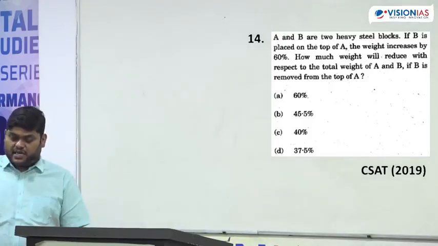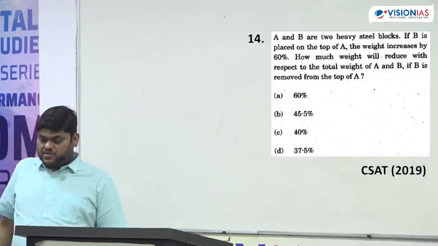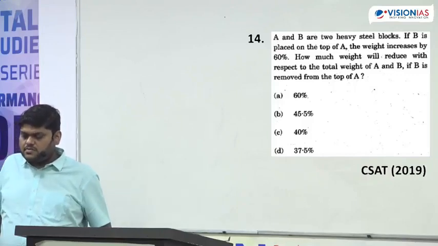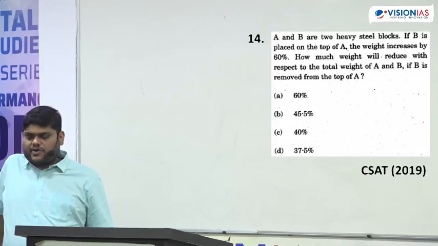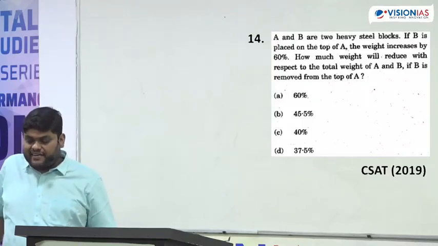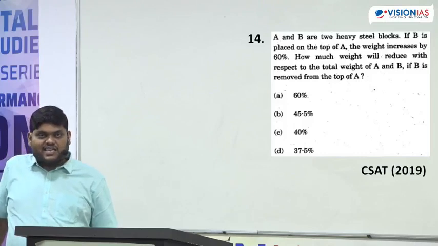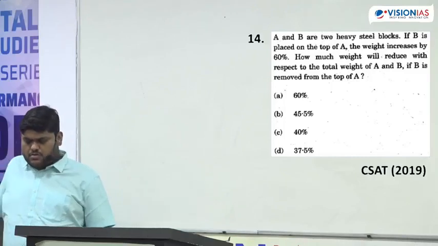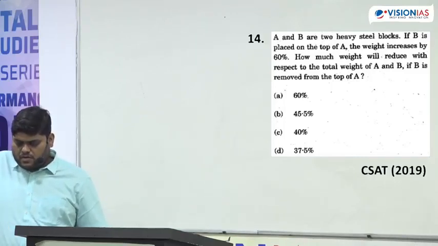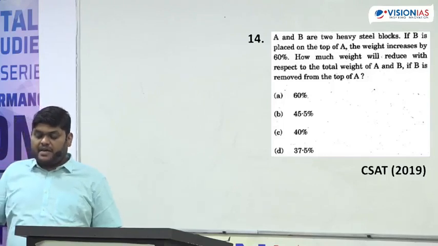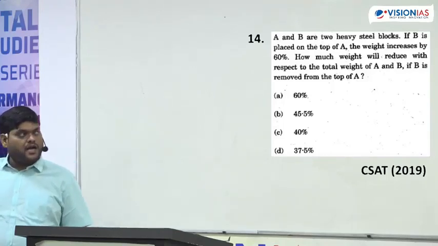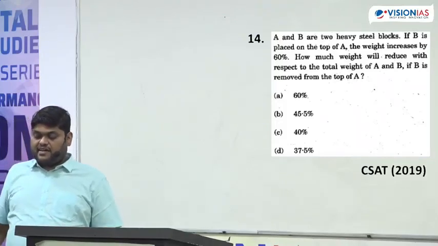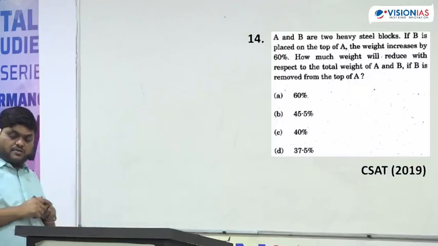Okay, let's try to do it. Abhishek, answer is 40%. Okay. I think 40% is the wrong answer. You can again try it and read the question properly. They are asking with respect to total weight of A and B. A and B are two heavy steel blocks. If B is placed on the top of A, the weight increased by 60%. This is the question.